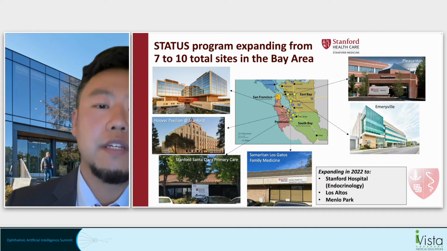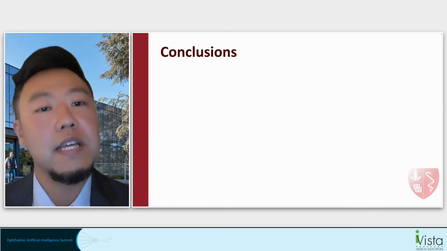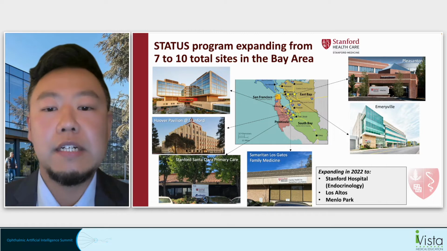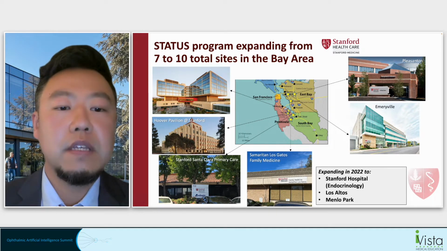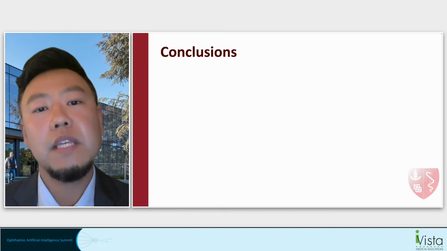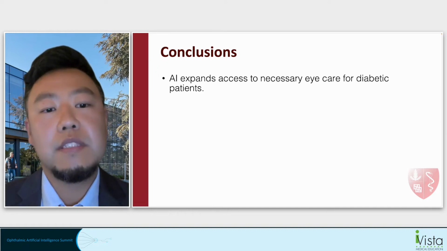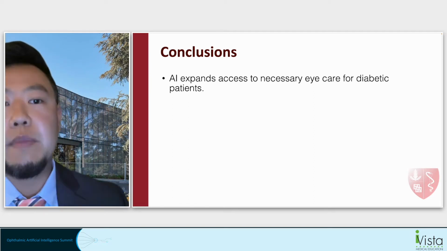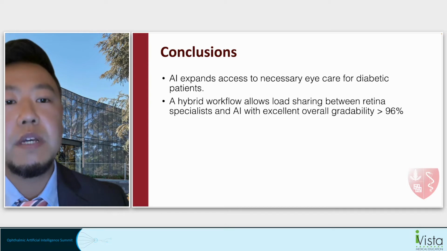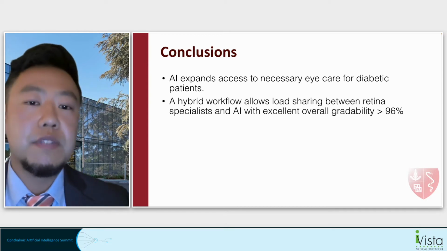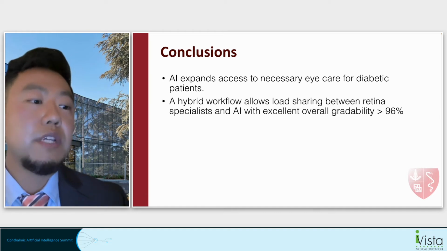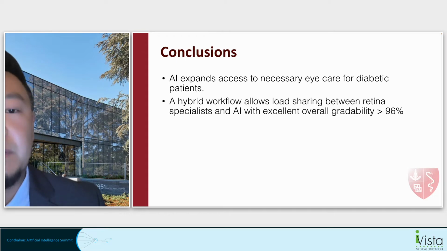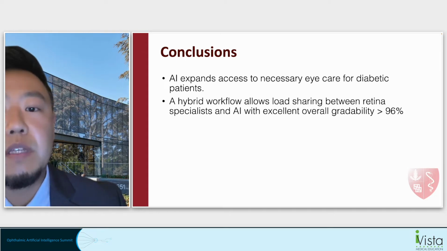So we are now actually planning to expand from 7 to 10 total sites in the Bay Area, including the main hospital and a few other sites along the peninsula in the South Bay. So in conclusion, I feel that AI helps to greatly expand access to necessary eye care for diabetic patients. We think it's kind of like a load sharing concept. Dr. Campbell mentioned reducing the burden of telereadings. So basically, it's a load share. AI and human intelligence work together to screen patients for this disease, with an overall gradability of over 96%.